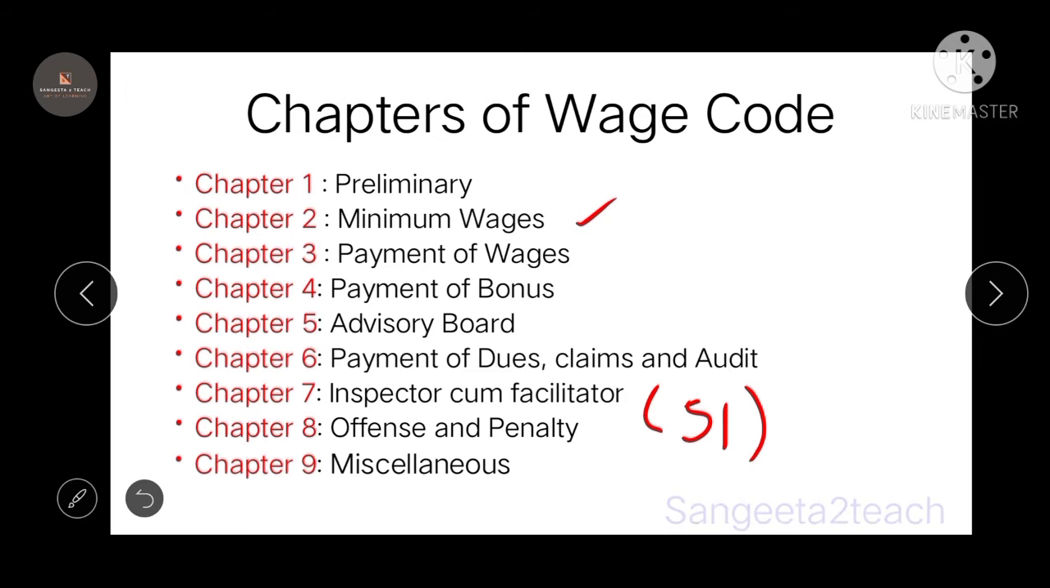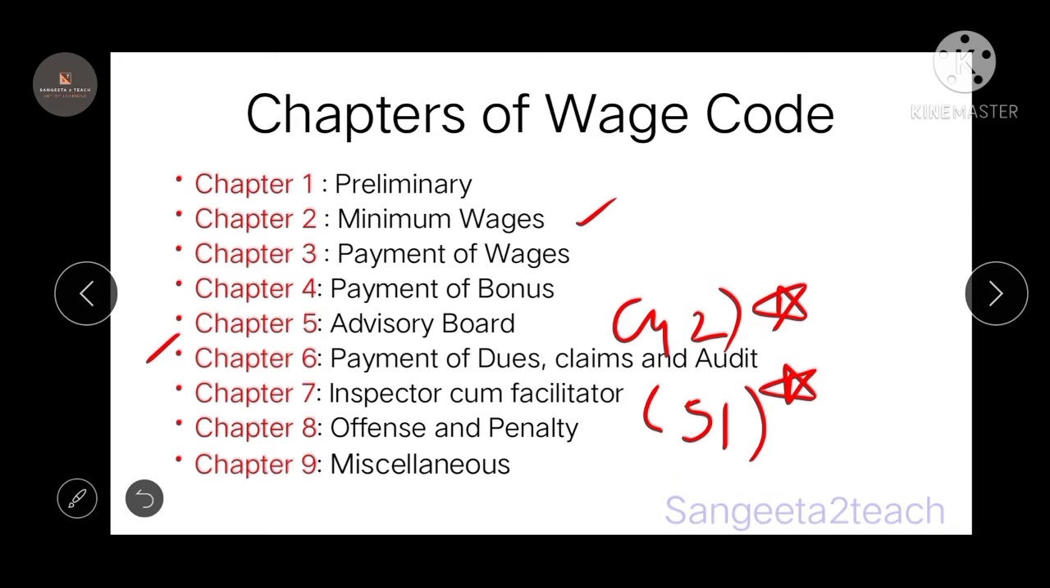So we understood that chapter 1 is talking about the definitions, and as I said, chapter 5, the advisory board, is section 42. Section 42 deals with the advisory board. These two are important: the advisory board, section 42, and the inspector-cum-facilitator, section 51. You have to remember this and make a note of it. Right. Next, let's move to the important sections related to chapter 1. In this video, we are going to dedicate ourselves to reading chapter 1 and its important sections. Chapter 2 will be covered in the next video.